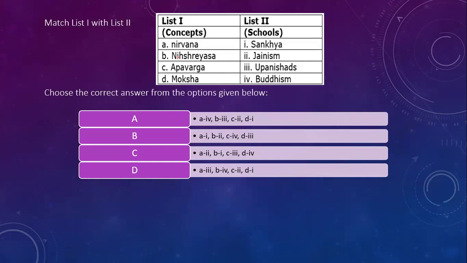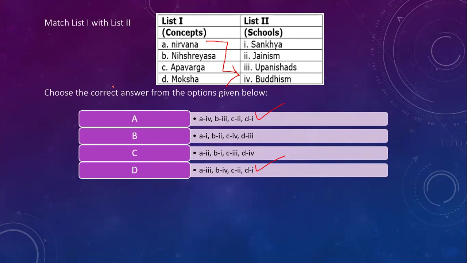Yes, this one you have to match: Nirvana, Nishreyasa, Apavarga, Moksha. Sankhya, Jainism, Upanishads, Buddhism. Okay, we can say Moksha. Sankhya can directly go for Jainism or Buddhism. It's easier. Nirvana, Buddhism. Okay, Nirvana is Buddhism.